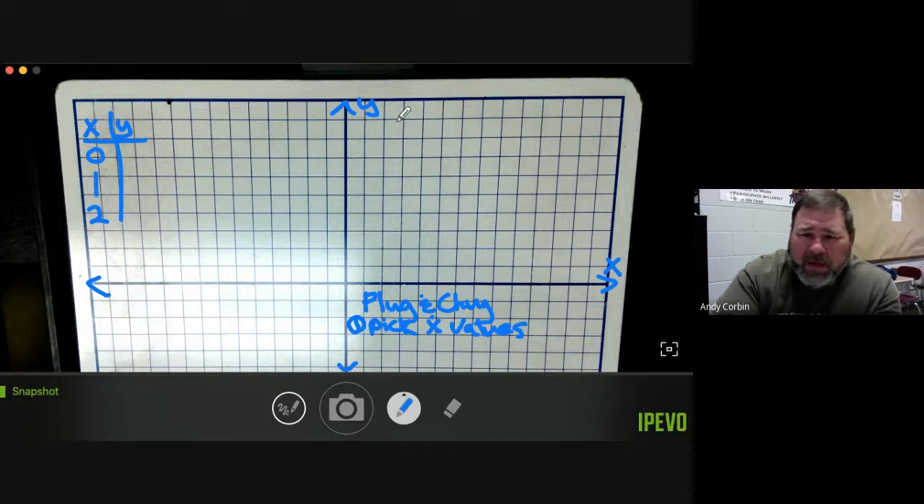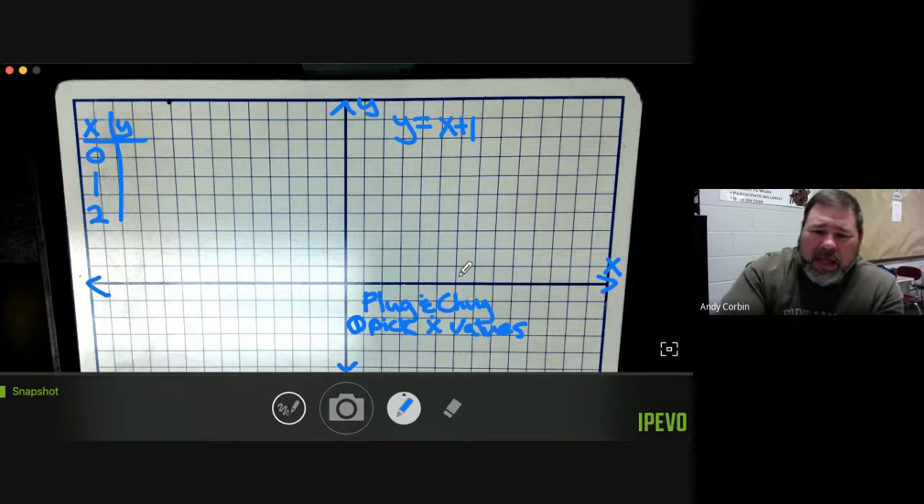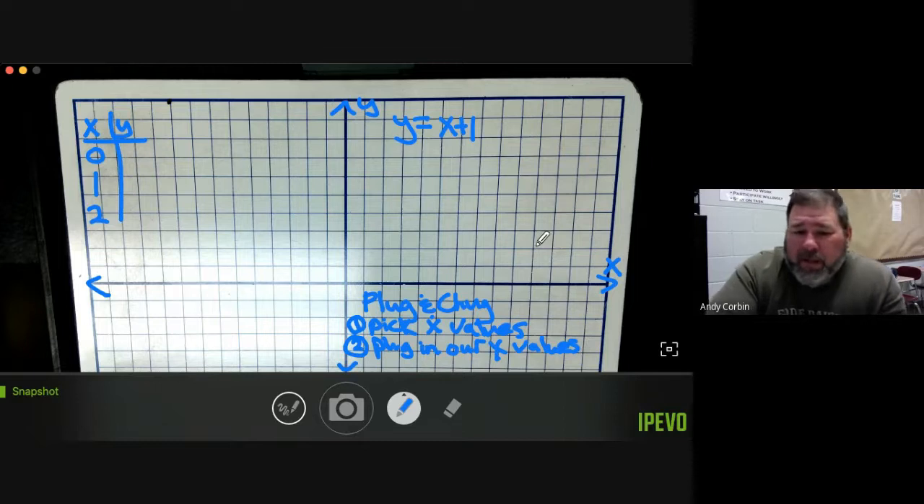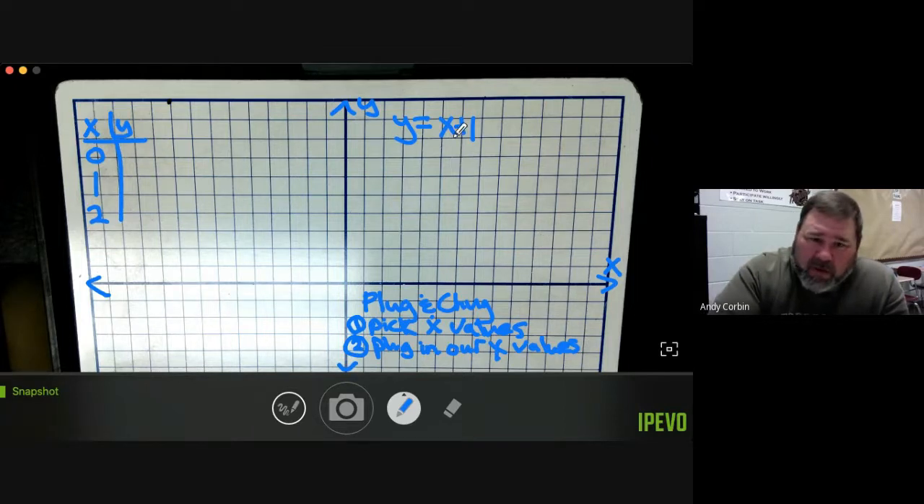And so I've got my equation. Let's go back to it. It's Y equals X plus 1, okay? And so the second step to Plug and Chug, you guys need to be writing this down, is that we're going to plug in our X values. Well, where are we going to plug it into? Well, obviously the equation.